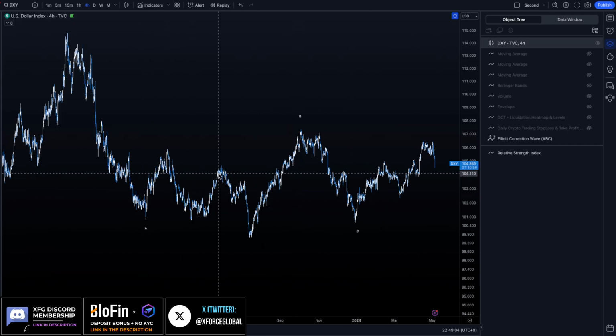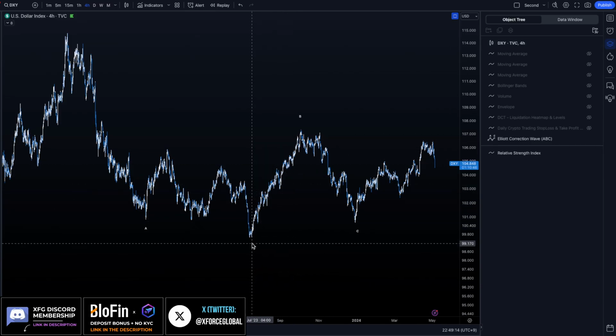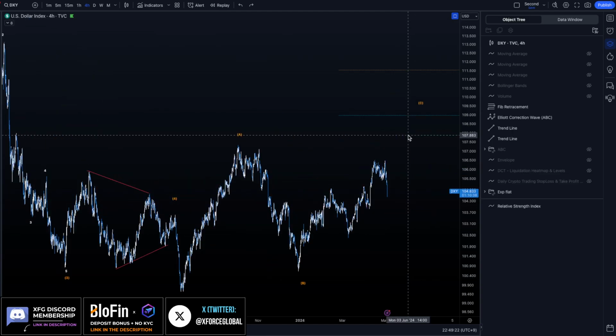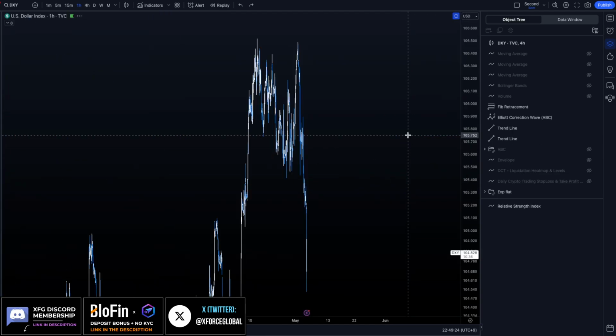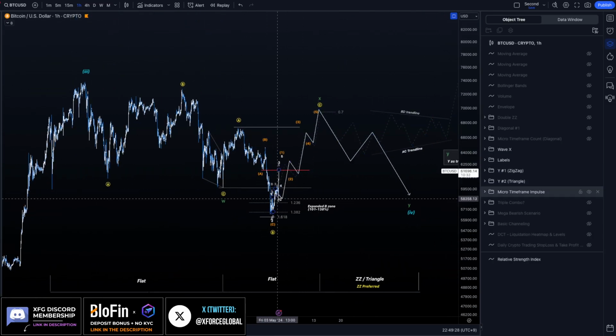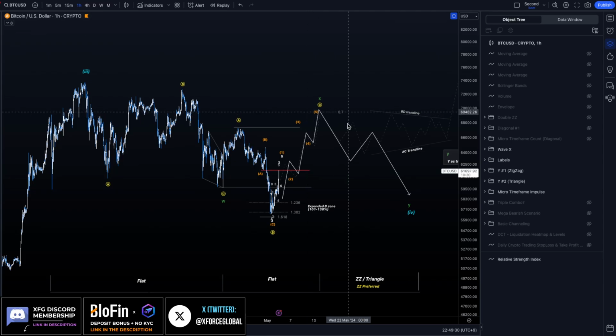That's why we have to keep those hybrid scenarios intact. So we have this similar idea of an expanded flat. This is the type of move that we're looking for. Shallow pullbacks on this wave C on the micro time frames is what is going to be completing this overall C wave. This would be the X wave as we saw for Bitcoin. So if we pull back our Bitcoin chart, we can see that this is exactly what we want to be looking for in terms of the price action on the shorter time frames.